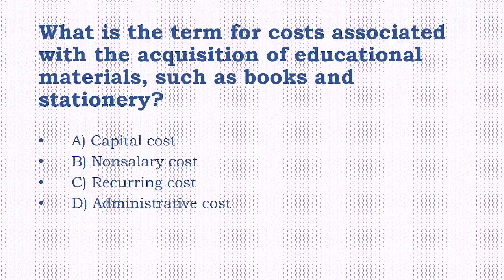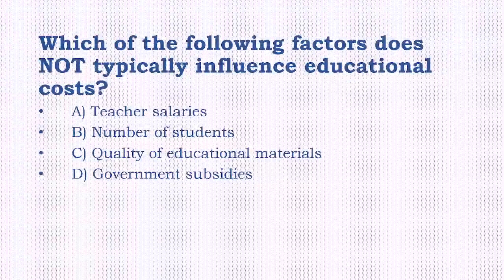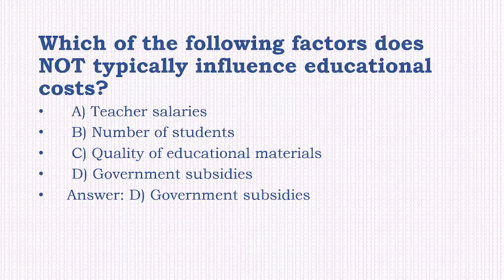Next, what is the term for cost associated with the acquisition of educational material such as books and stationery? Options: capital cost, non-salary cost, recurring cost, administrative cost. Answer of this question is option B, that is non-salary cost. Next, which of the following factors does not typically influence educational cost? Options: teacher salaries, number of students, quality of educational materials, government subsidies. Answer of this question is option D, that is government subsidies.